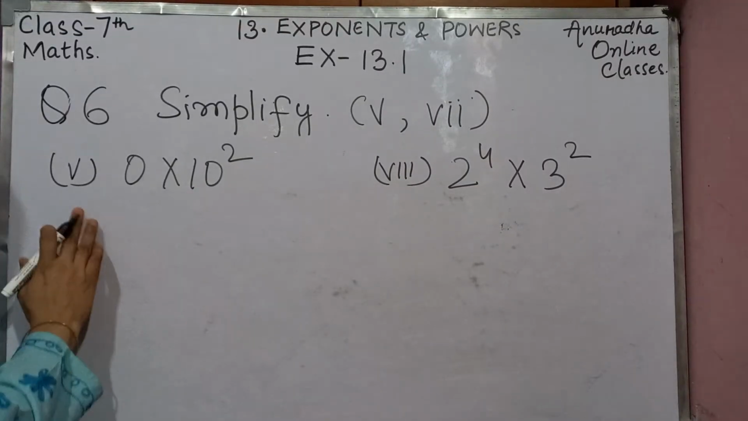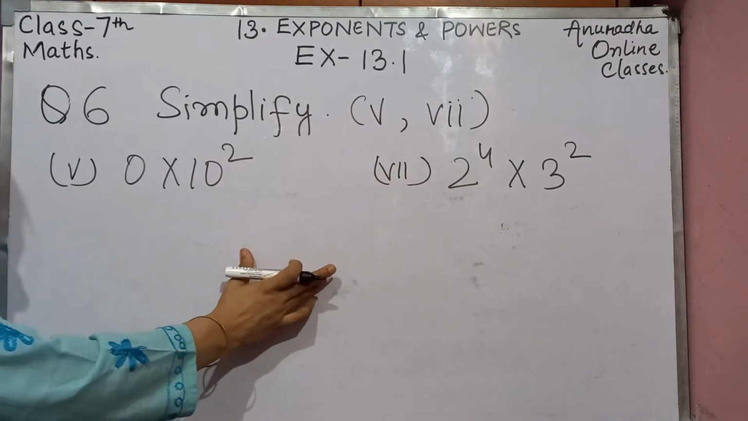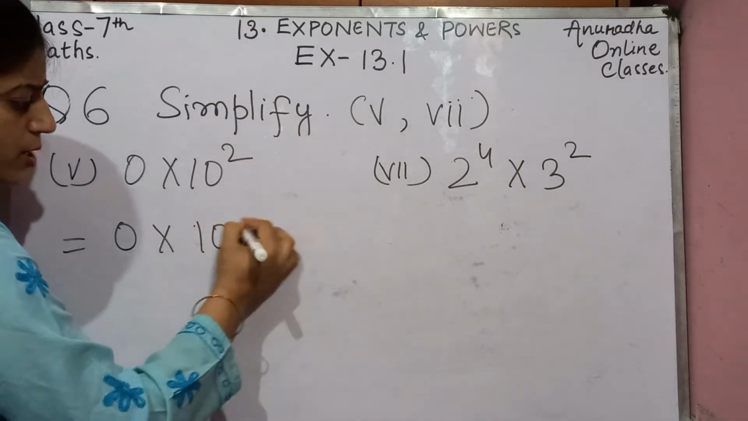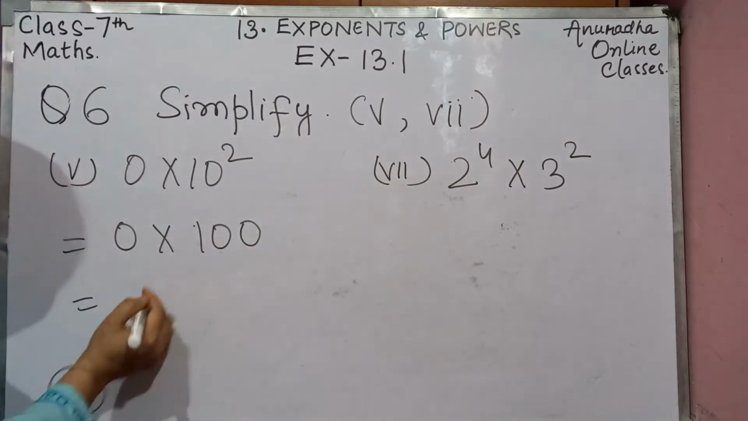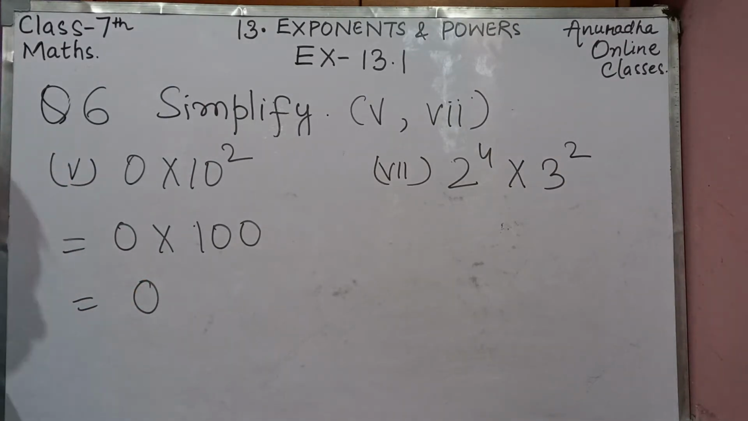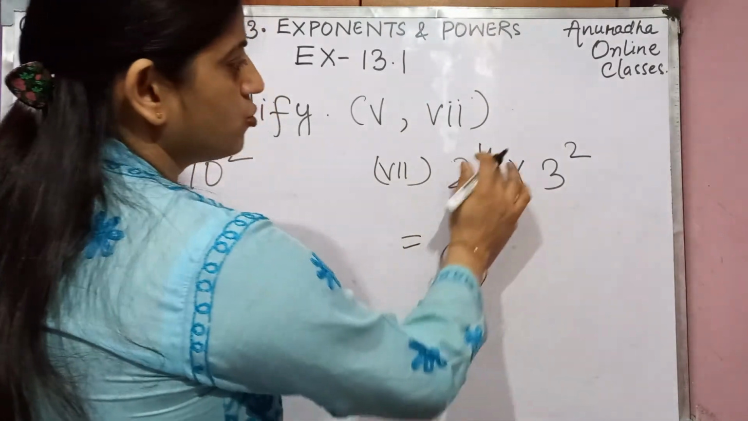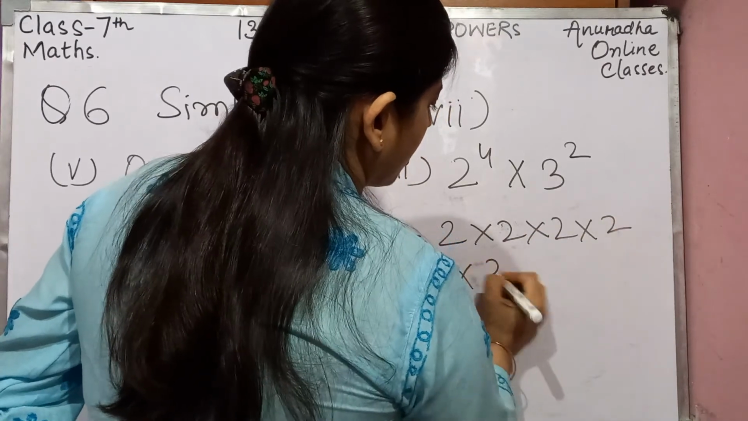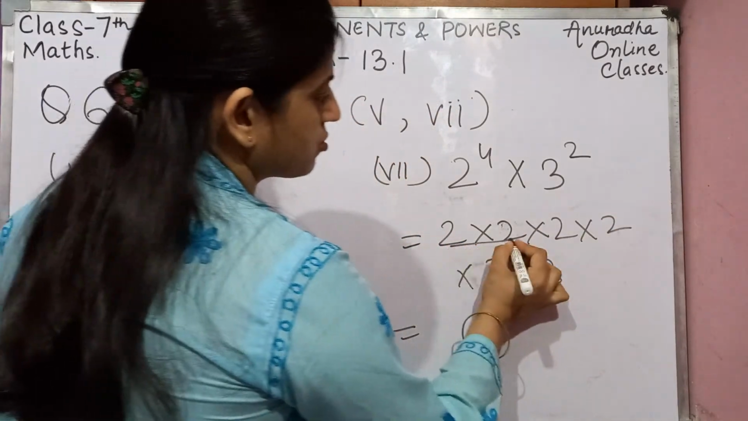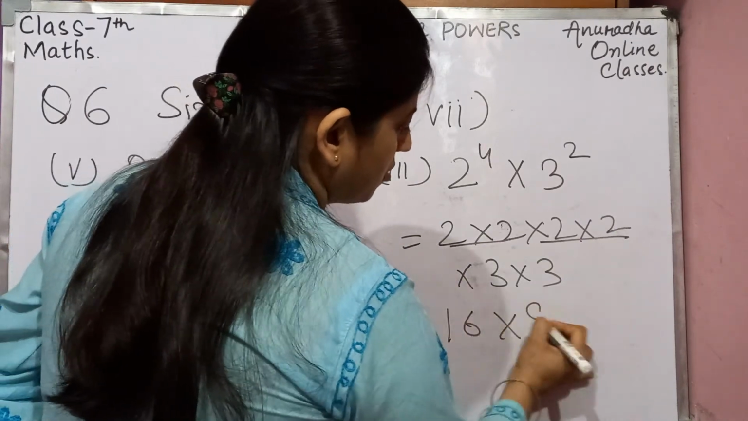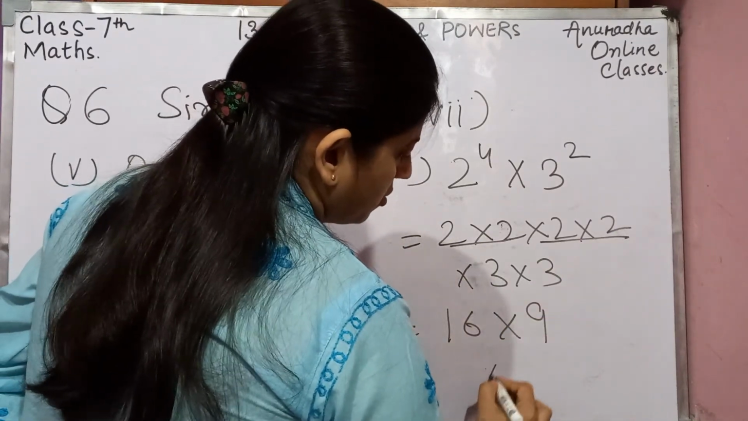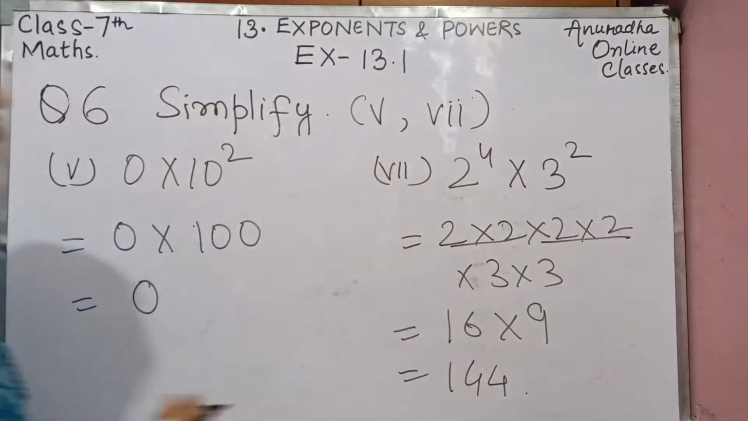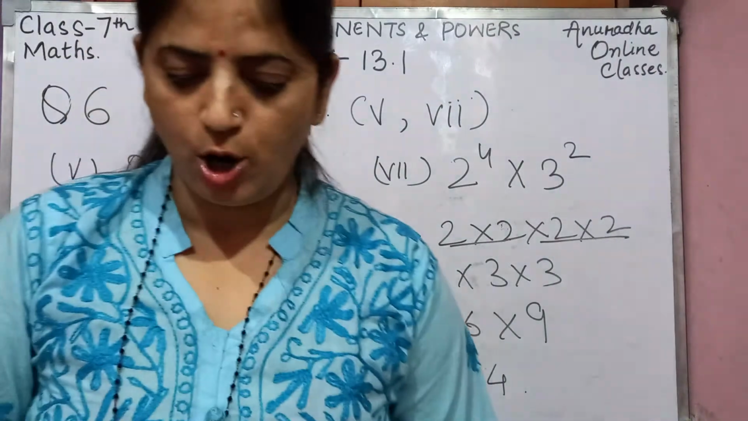See children, I have taken fifth part and seventh part. Okay, let's look here. 0 into 10 to the power 2, that means 0 into 100. If we multiply any number by 0, you will get what? 0. So its answer is 0. Let's come to this one. 2 raised to the power 4, that means 2 into 2 into 2 into 2 into 3 into 3. So what is your answer? 2 2s are 4, 4 4s are 16 into 9, that is equal to 154. No, 144. It's 144. In this way you can do all its parts.